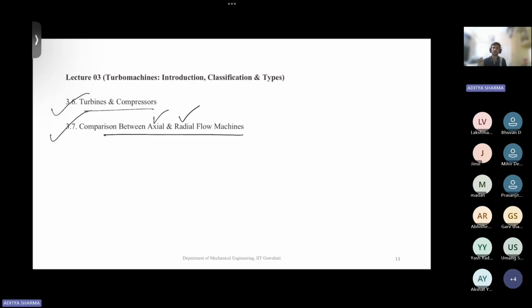This also we will discuss in much detail. Later we will discuss these in detail. At this point, you should know just the basics: what is an axial or radial flow machine? This much will be, I believe, sufficient for you. But sir has given a comparison, so just have a look at that comparison also.